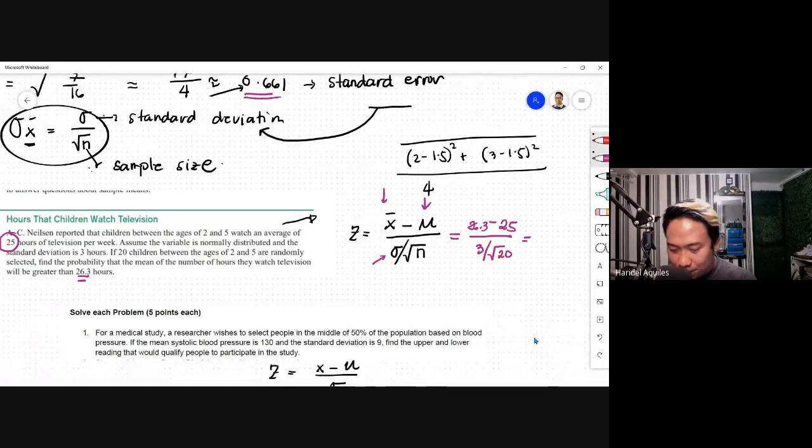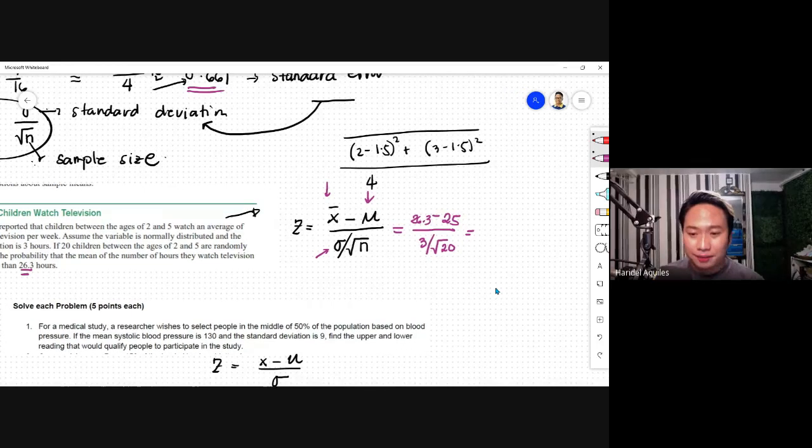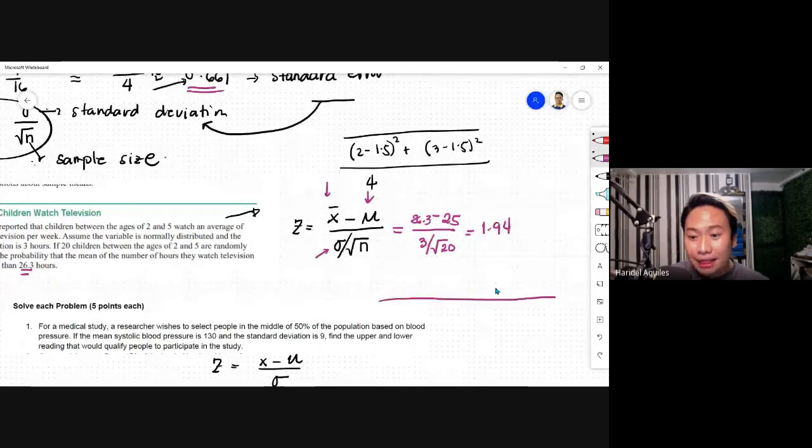One minute. Okay, I'll go quickly, guys. 26.3 minus 25 over 3 over the square root of 20. The answer is 1.94. Right? Our z-score is 1.94. We will also use the table from the earlier presentation.